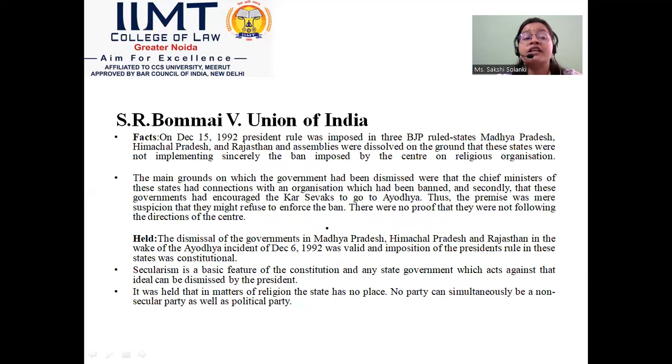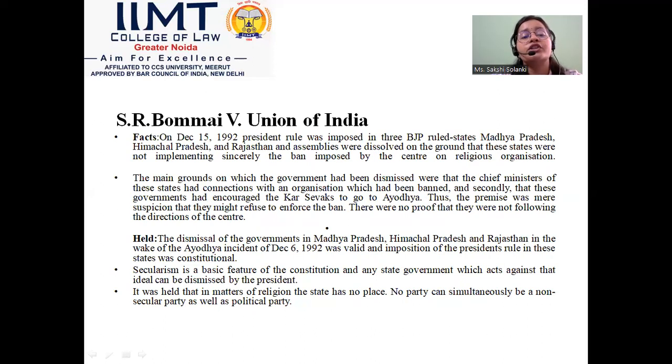Then there is a major case law, S.R. Bommai versus Union of India. The facts of the case are: on December 15, 1992, President's rule was imposed in 3 BJP-ruled states, Madhya Pradesh, Himachal Pradesh, and Rajasthan, and the assemblies were dissolved on the ground that these states were not sincerely implementing the ban imposed by the center on religious organizations.